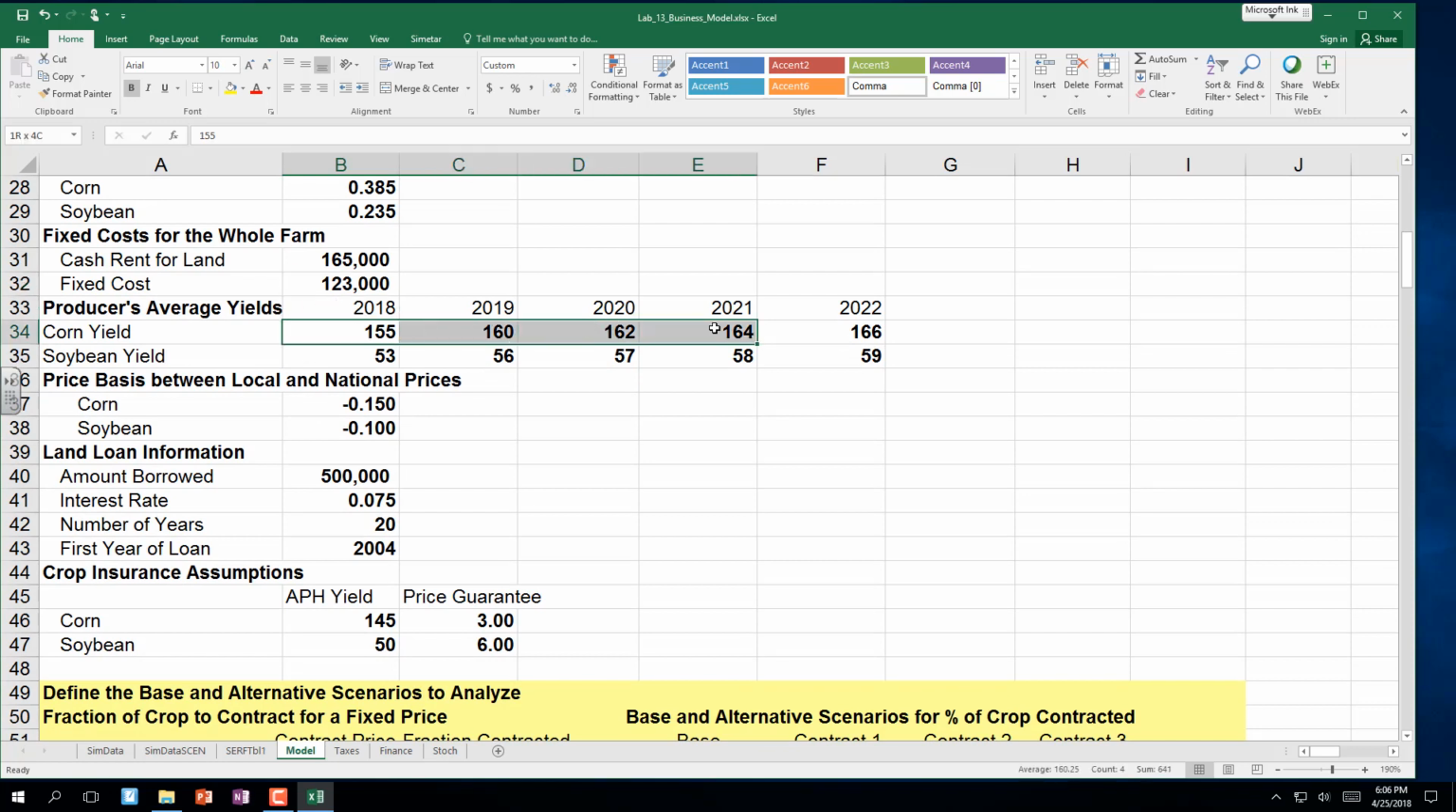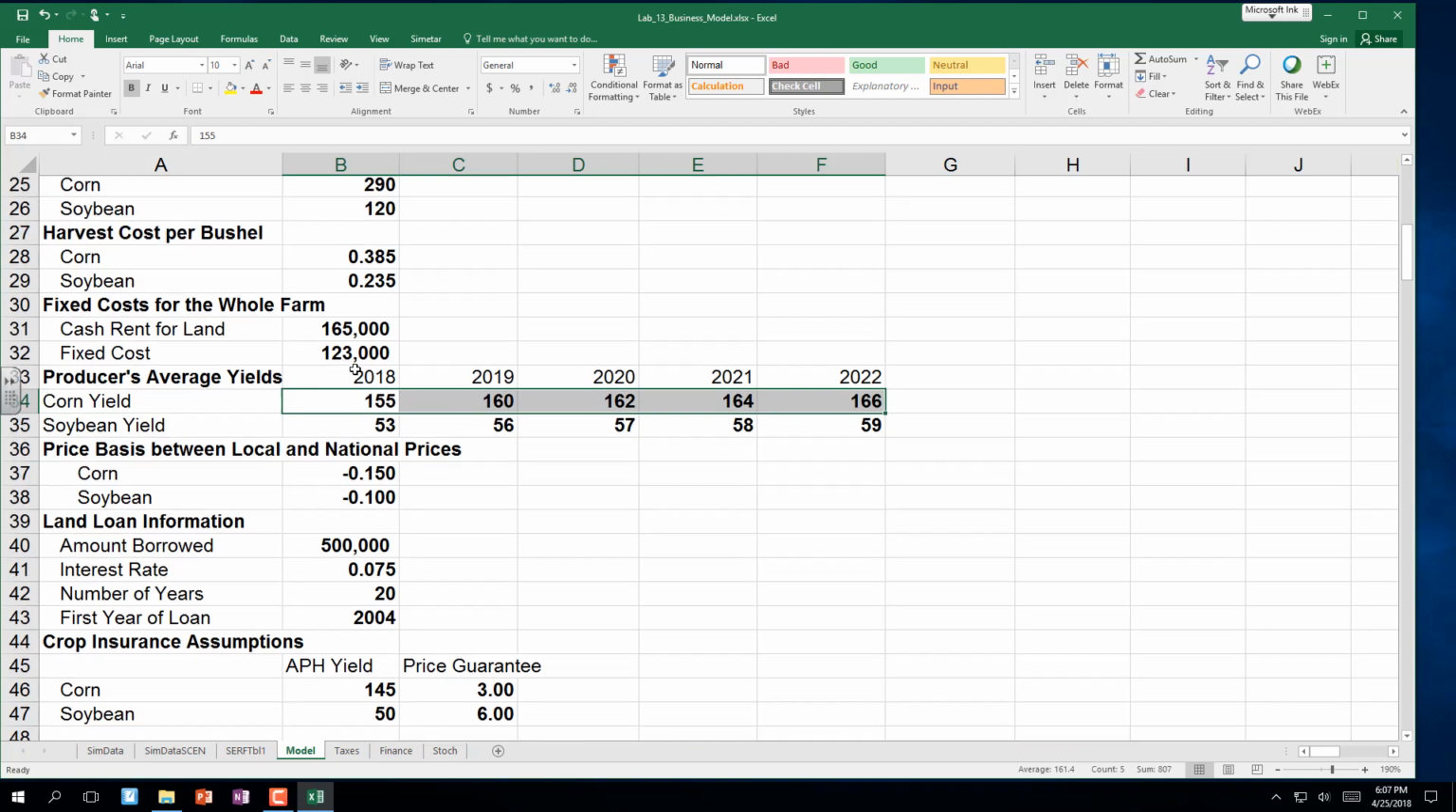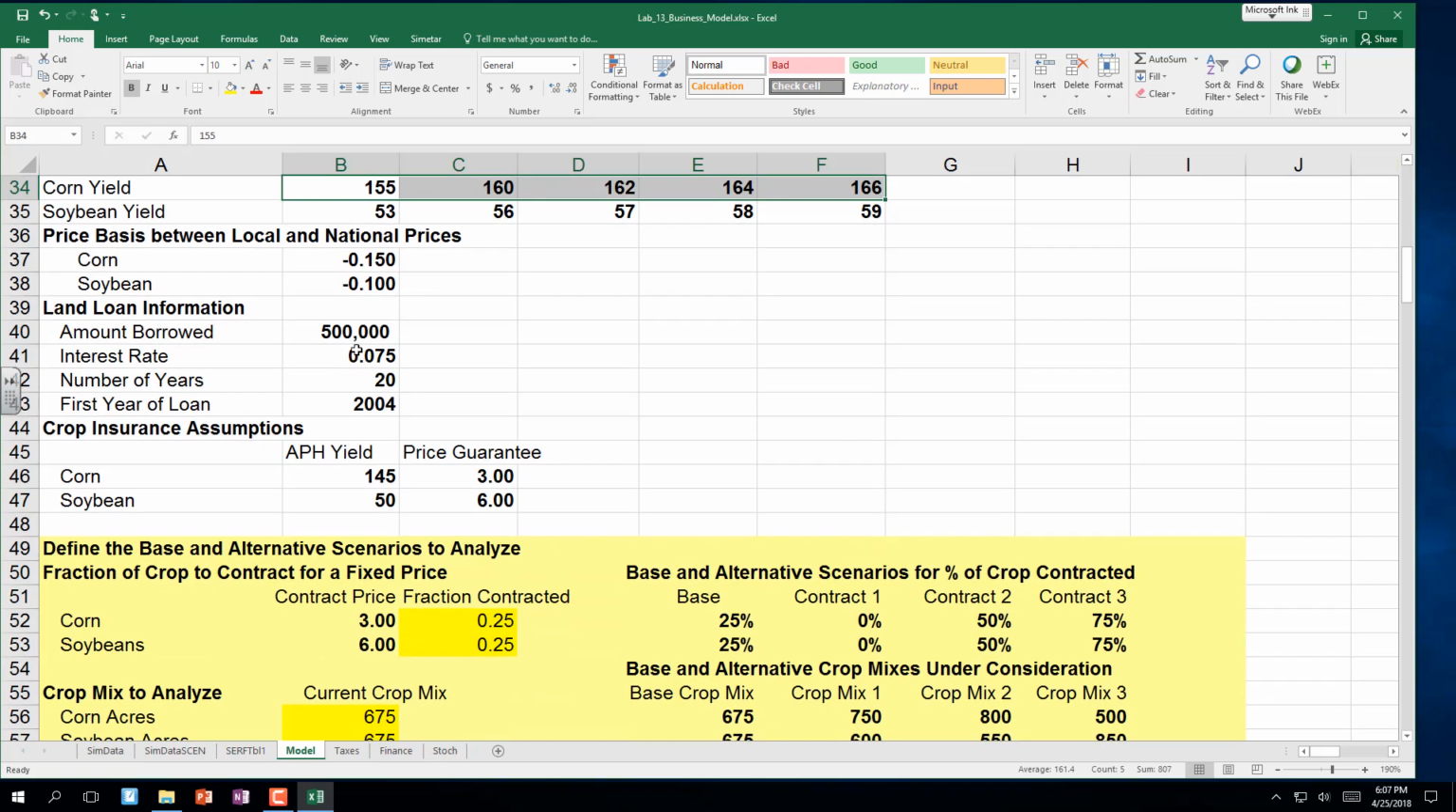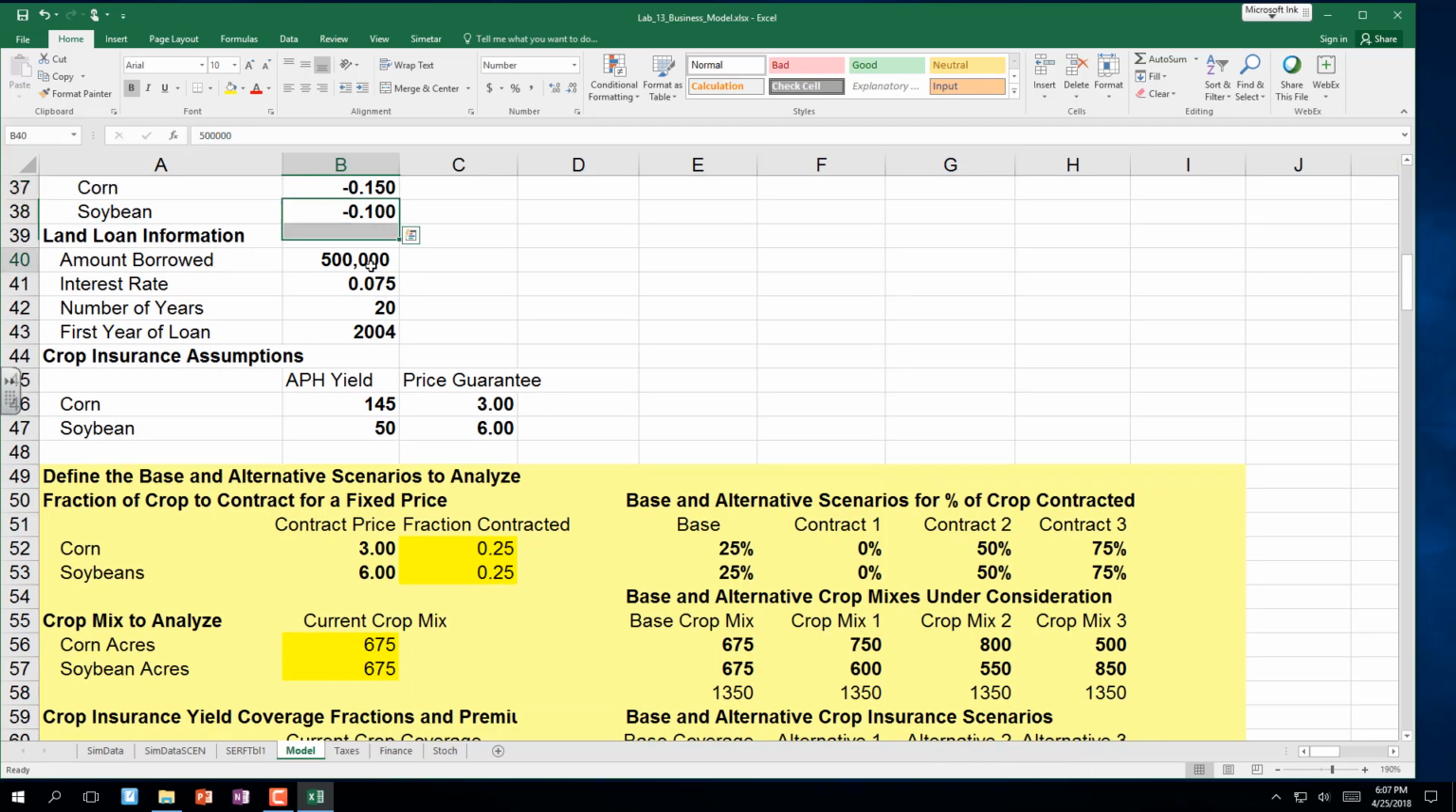I actually asked a farmer what they expected their yields to do, and they said, well, I expect my yields to go up a couple of bushels a year for corn and soybeans. Then the local basis. If you don't have a local basis, it would be equal to the national price. And there are some areas in the country where they are pretty well equal.